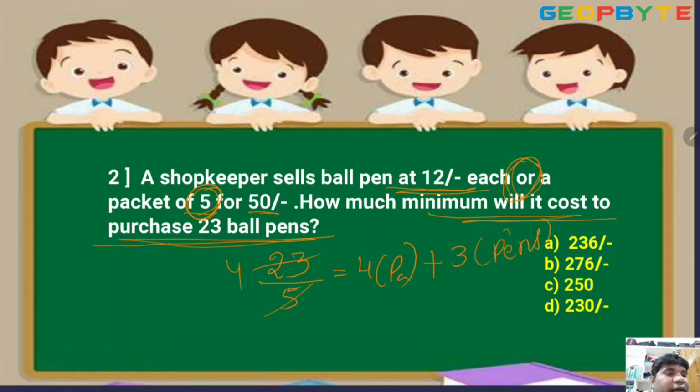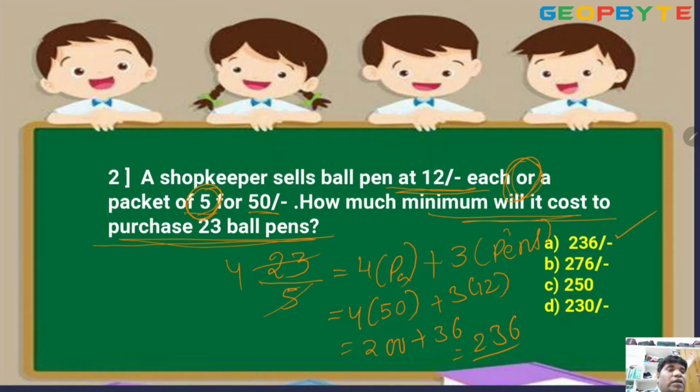So 4 packets, each packet costs 50, plus 3 individual ball pens at 12 each. 200 plus 36, so 236 is the answer. Got it, children?